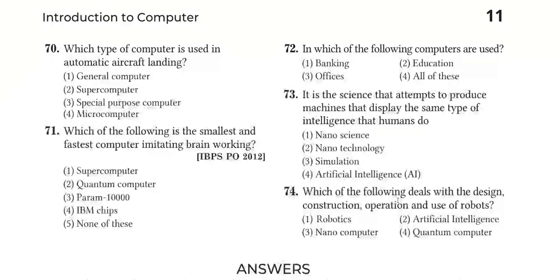Which type of computer is used in automatic aircraft landing? This question we have studied above, that is, it is a special purpose computer. Which of the following is the smallest and the fastest computer imitating brain working? It is a quantum computer, which is the fastest computer imitating the brain working.